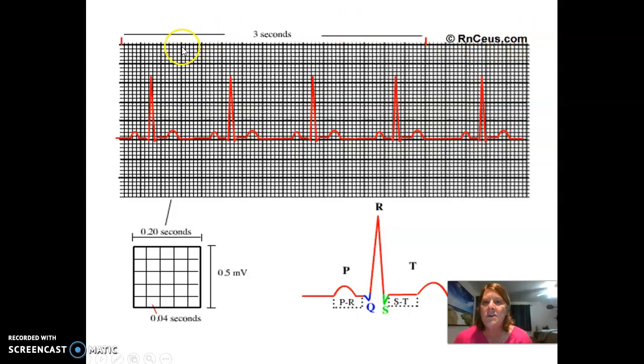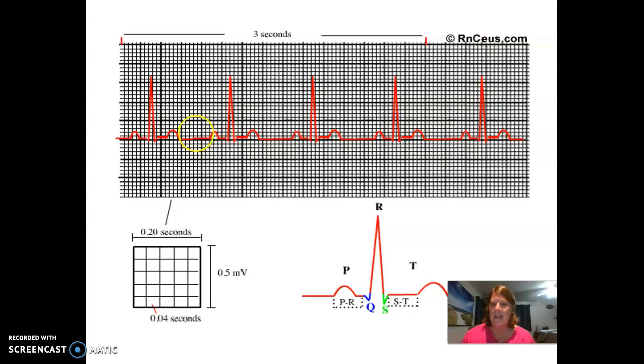The other thing you'll notice on our ECG paper is each one of these boxes, as I mentioned here, these dark boxes, is 0.2 seconds of time. And within that box, there's 5 little baby boxes, and each one of those baby boxes is 0.04 seconds of time. If we're going vertically and we're measuring voltage, each one of these little baby boxes would be 1 millimeter of voltage.